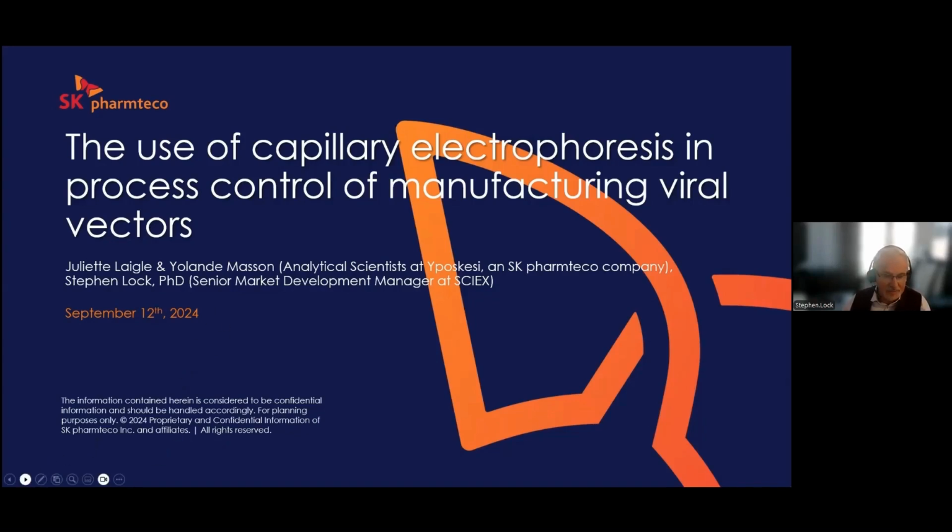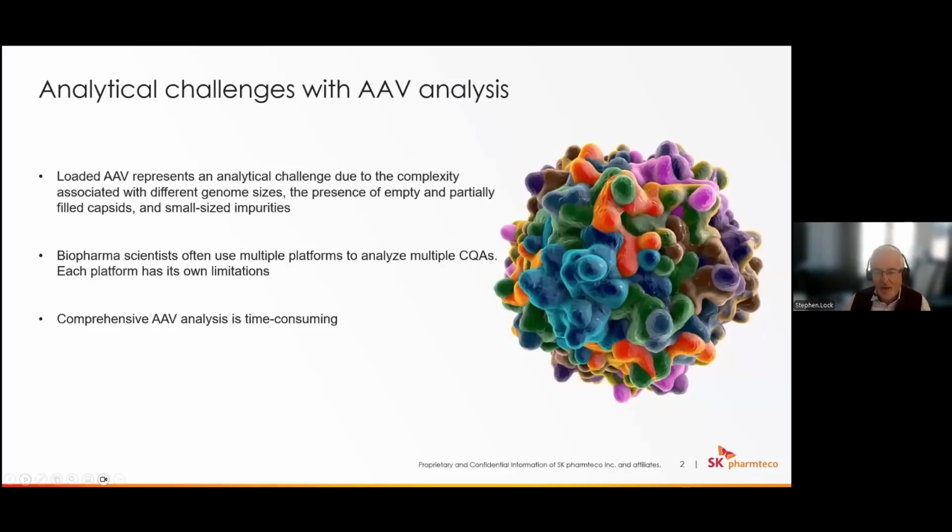So AAVs are adeno-associated viruses, and they're really used as a transport of genomic material in cell and gene therapy. And they're a really common vector used by the industry in developing cell and gene therapy products.